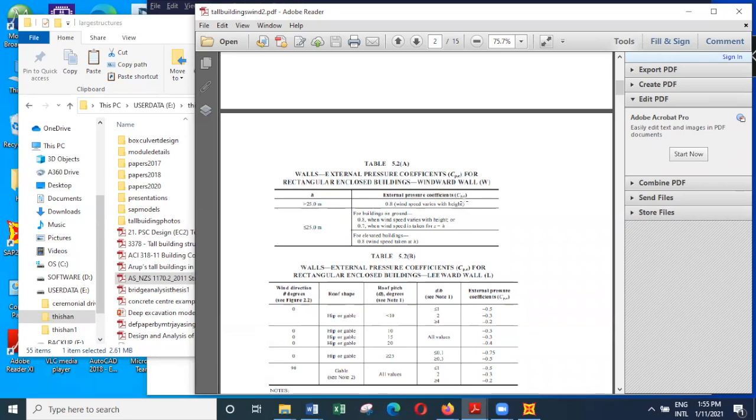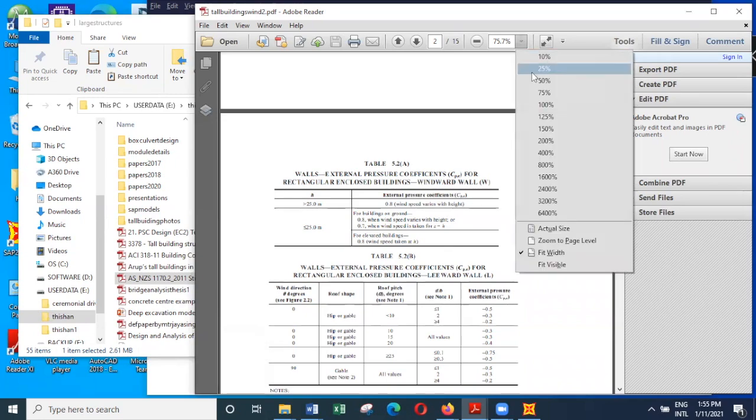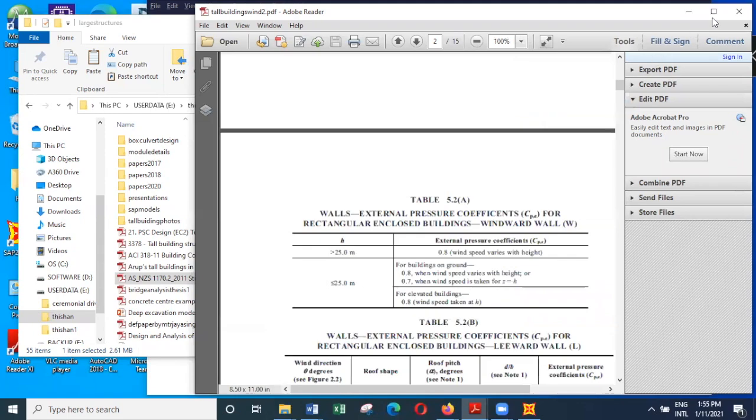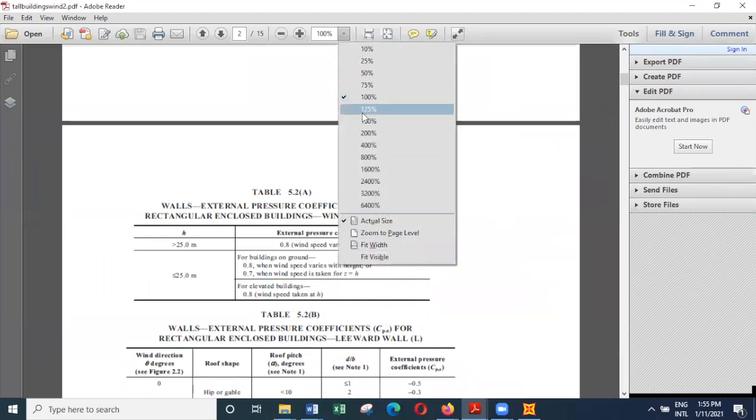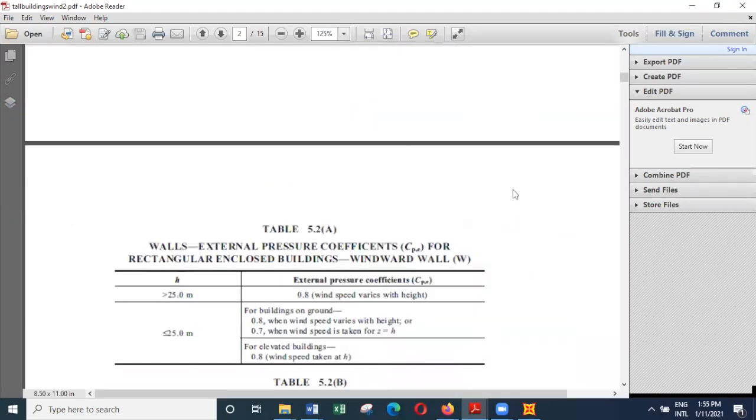Sir, can you maximize the PDF because it's hard to see? All right. Okay. Yes. Now better. How about now? Yes, sir, now better.